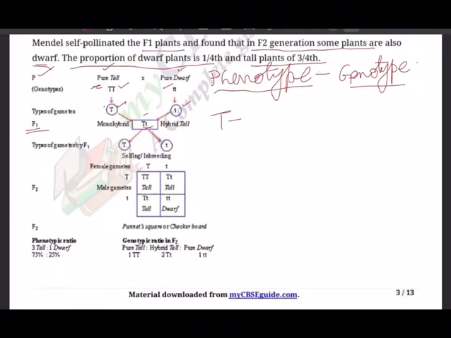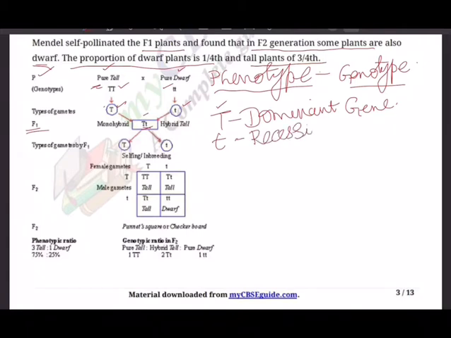So capital T here is the dominant gene. How do you define this? A dominant gene is a gene that makes a character expressible. So here, what is the character? Length of the plant, or tallness of the plant. This makes the plant very tall, so it is able to express itself. So a dominant gene is a gene that expresses itself and makes the phenotype appear. That's why capital T is the dominant gene. What about small t? Small t we refer to as the recessive gene.